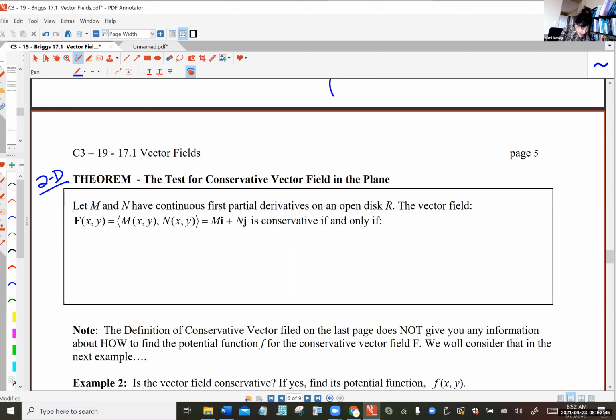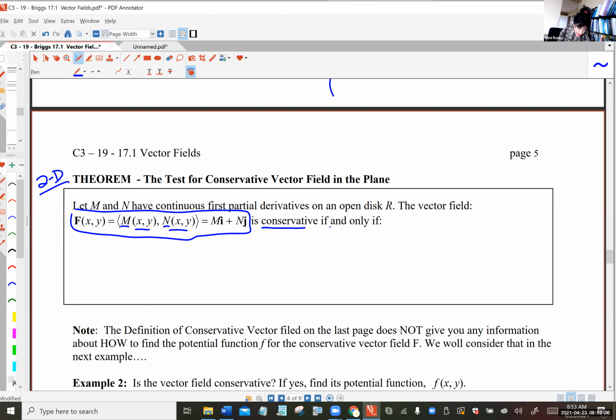So for a two-dimensional vector field, how do you check to see if it's conservative or not? First, let's look at the notation. I use capital M and capital N for the components of the vector field. Your textbook uses P and Q, and it's terrible. M and N is the more traditional. They're scalar functions of two variables.